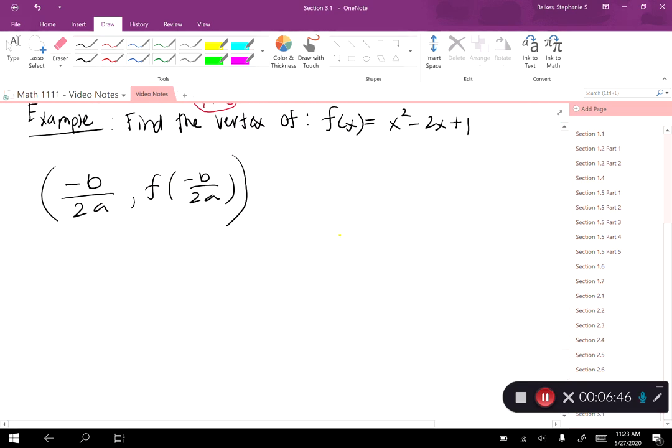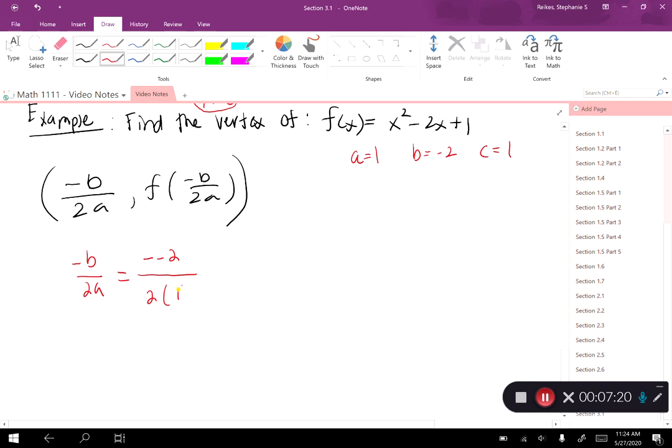All right, let's try the next example. It says find the vertex of f of x equals x squared minus 2x plus 1. All right, this time my parabola is in general form, so I'm going to follow the formula negative b over 2a. As a reminder, a, b, and c are your coefficients. So a is 1, b is negative 2, and c is 1. So the formula has a negative, b is negative, so watch out for the signs.